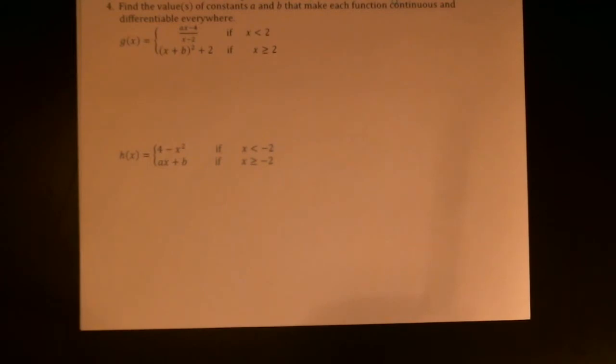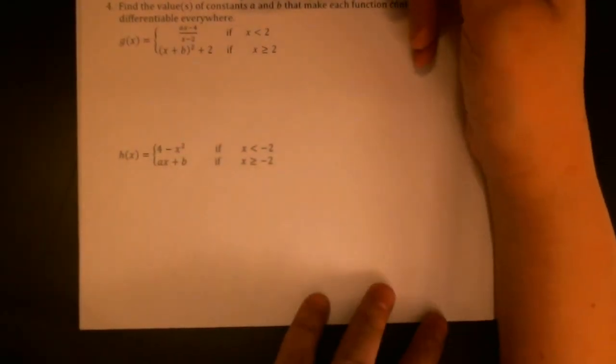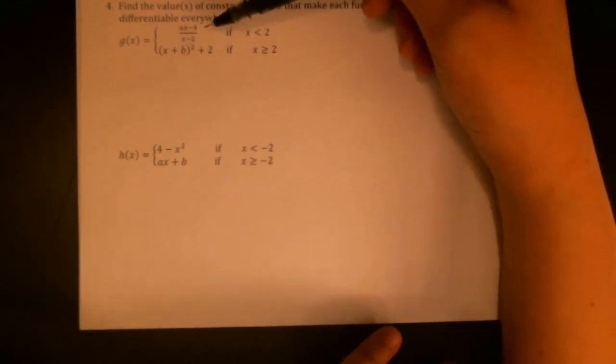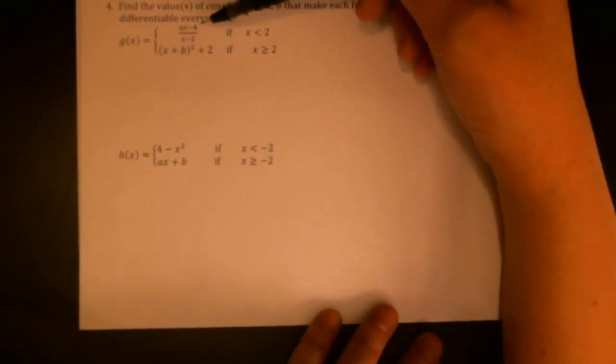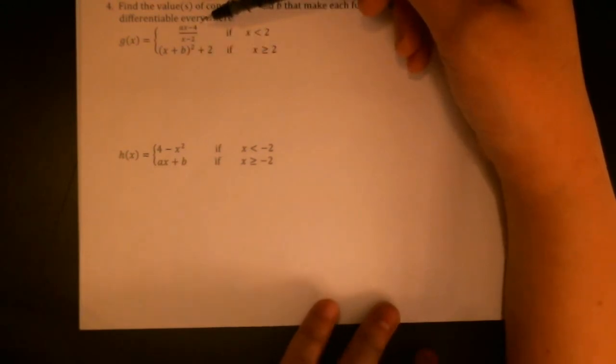And now the idea will be not only do we need pieces to match up, but we need them to match up with the exact same slope. So let's talk about the continuity of this one first, and then as we get into differentiability, I'll try and explain with a picture what I mean by that. Okay, so if the function is not continuous, it's automatically not differentiable. So I often will look at the continuous part first and see if I can get anywhere with that.